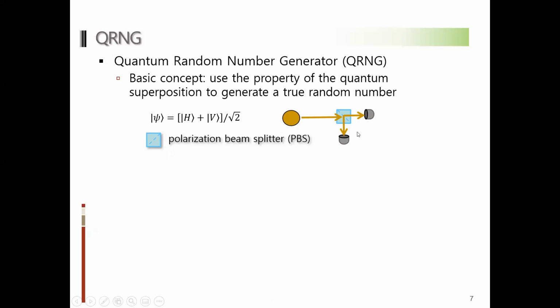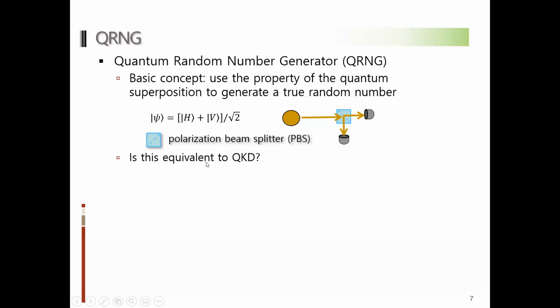Nobody determines how, at least within the frame of quantum mechanics. We cannot tell for each photon which path it will take, so it is completely random. If we call this path 0 and this one 1, then this kind of device will continue to generate completely random bits, 0 and 1, 0 and 1. That's why it is called a quantum random number generator, and the acronym is just QRNG.